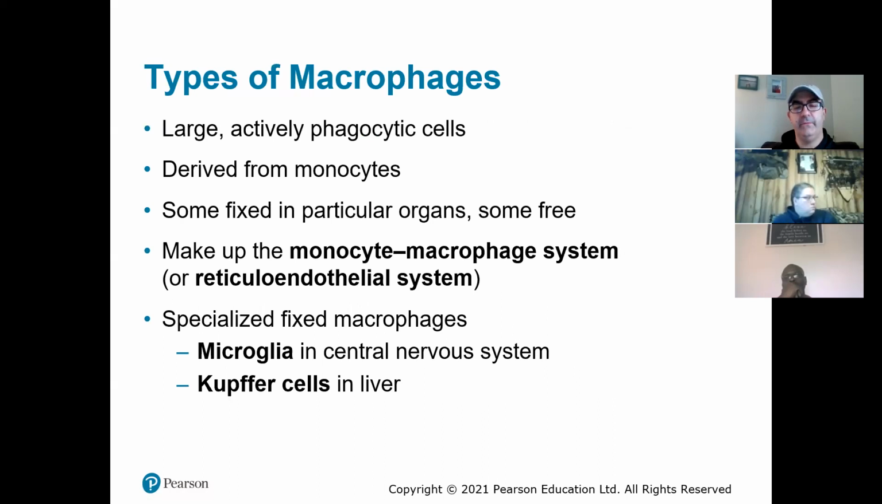There are different macrophages. One of the five types of white blood cells is called monocytes. Monocytes get out of the bloodstream and into a lot of your tissues. You have them in your respiratory system, your liver, your nervous system, and your skin, and they become what are called macrophages.